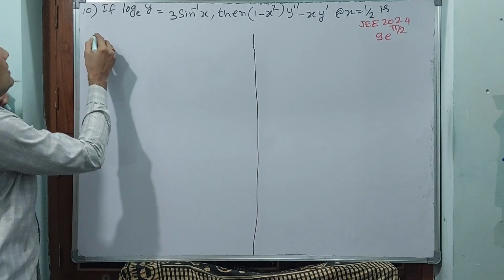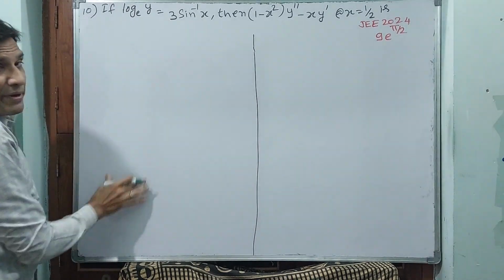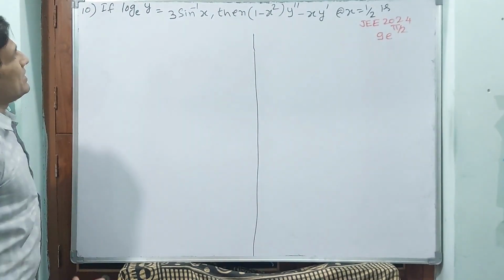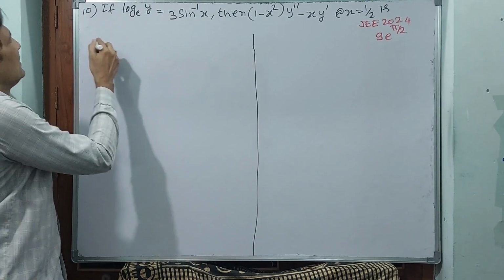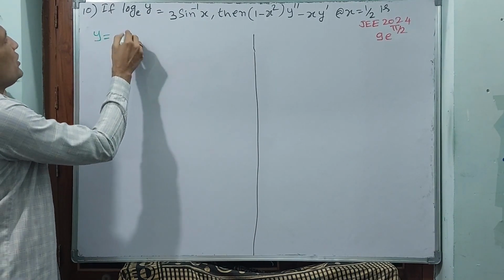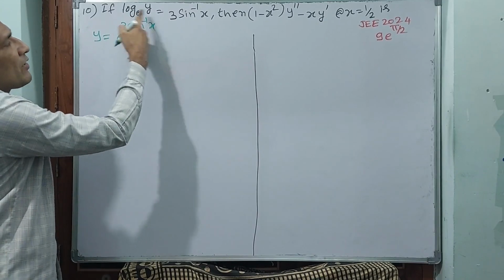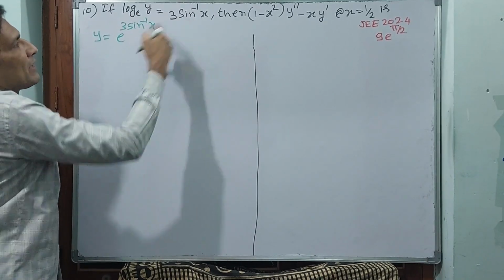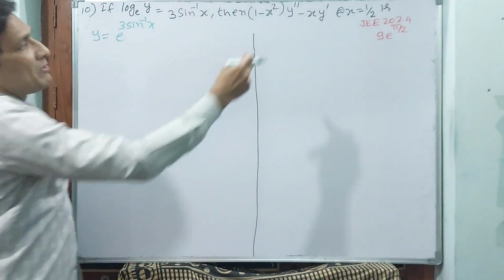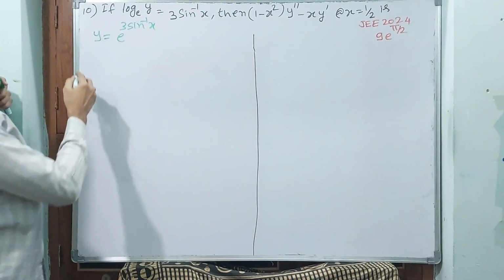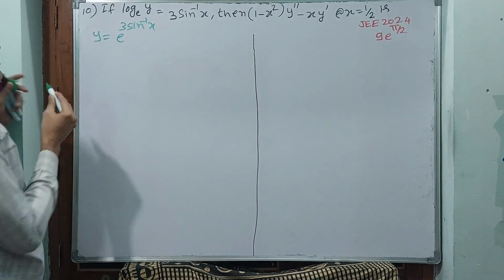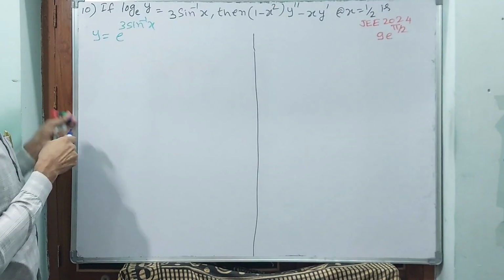Okay, see what I am writing. I am not repeating again, because I don't have space. See how I am tackling. Shall I write y is equal to e power 3 sin inverse x? Log, if it goes that side, is going to become e power. Now first we will do y dash.